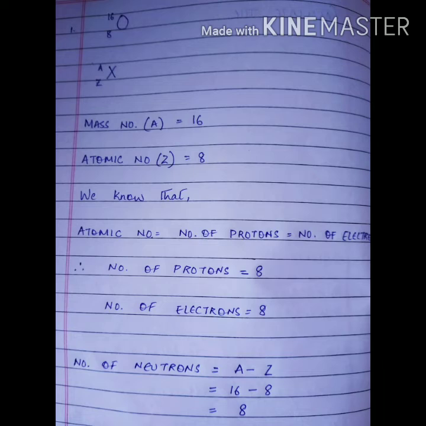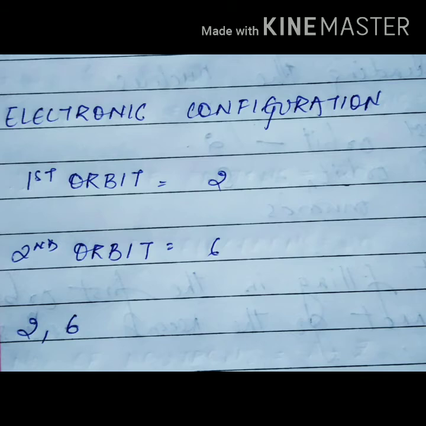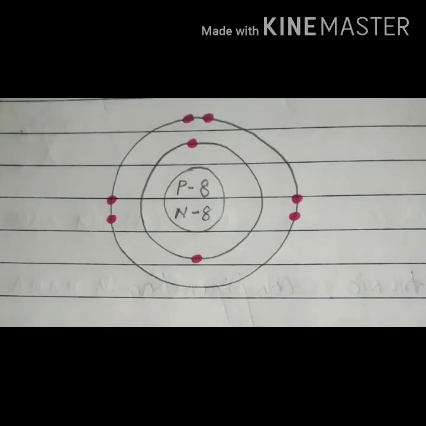Now we will calculate the electronic configuration as I have taught you. So how many electrons are there? 8. So first orbit will have 2 electrons. How many left? 6. So the 6 electrons will be placed in the second orbit because the second orbit can hold a maximum of 8 electrons. So 6 electrons will be placed in the second orbit. So what is the electronic configuration? 2, 6.